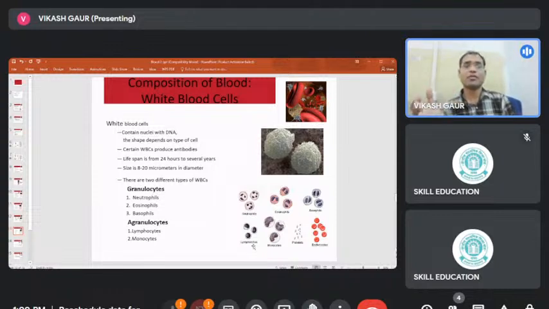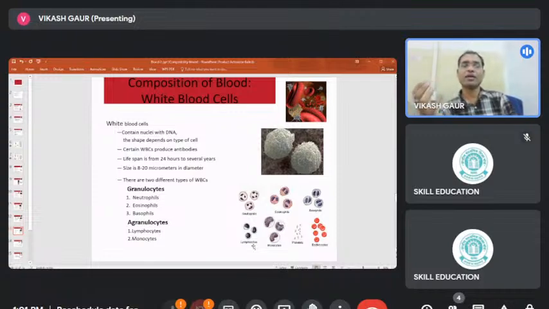WBC size is 8 to 20 micrometer and RBC size is 7 to 8 micrometer. So WBCs are greater than RBCs in size. There are two different types of WBCs. First is the granulocyte and second is the agranulocyte.